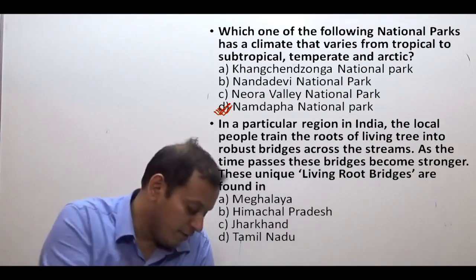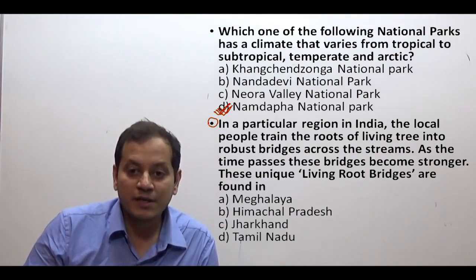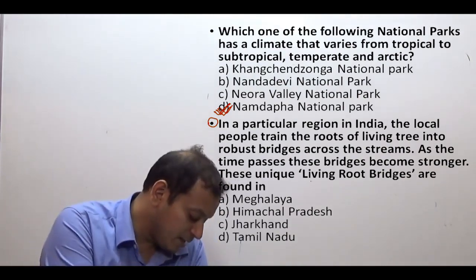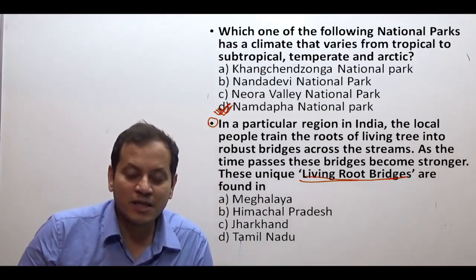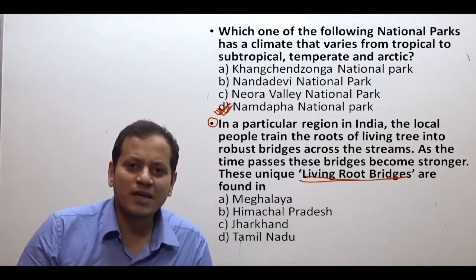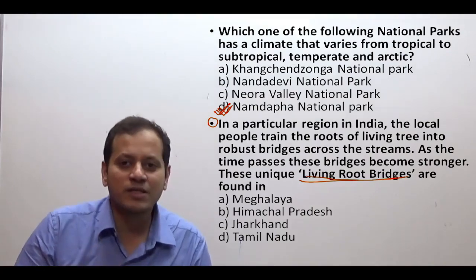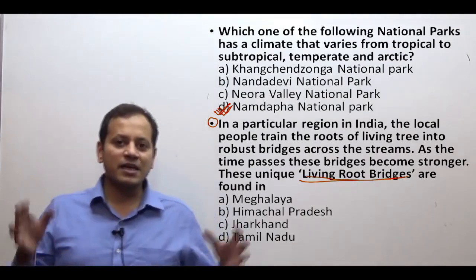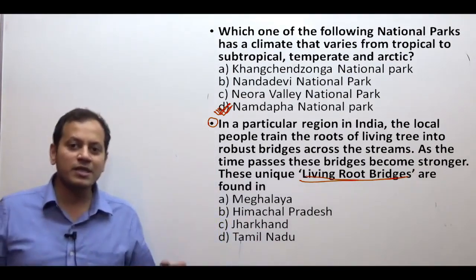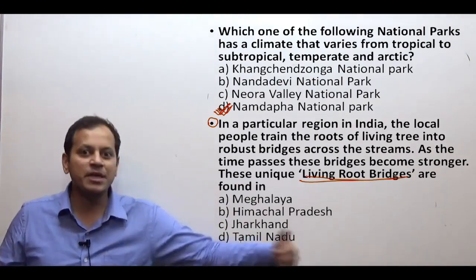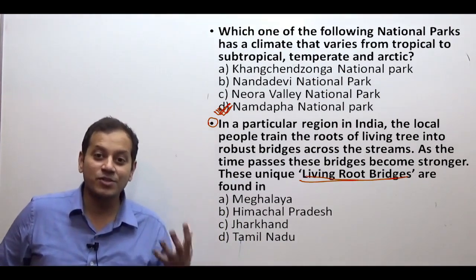Now, this is one question which I am giving you. In a particular region of India, the local people train the roots of the living tree into robust bridges. So they make the bridges out of the roots. Such a practice is done in Meghalaya, Himachal, Jharkhand, Tamil Nadu. Such questions are the ones where you do not have an idea because there is a limitation of how much you will be studying. So how to understand such questions? See, the question is asking about the region of India where the roots are so strong that they can be made into bridges. In which regions will the roots be very strong? In the regions of very heavy rainfall.